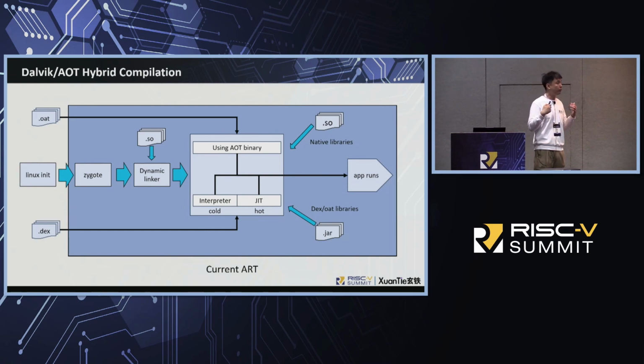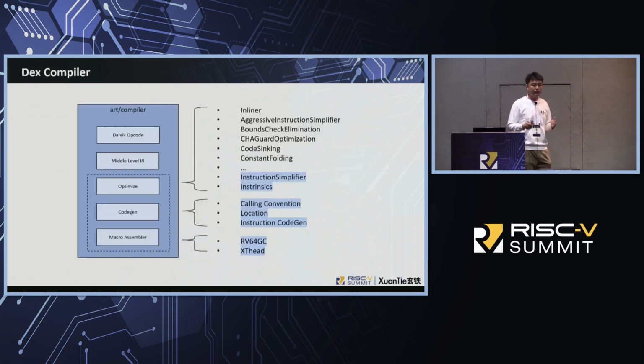So what we focus on for the RISC-V porting is the interpreter, the JIT, and the compiler. Both the JIT and the AOT are based on the compiler, which is named the DEX compiler. Here is the DEX compiler hierarchy. Just like a normal compiler, it has the front end, the intermediate representation, the optimized code generation, and the macro assembler.